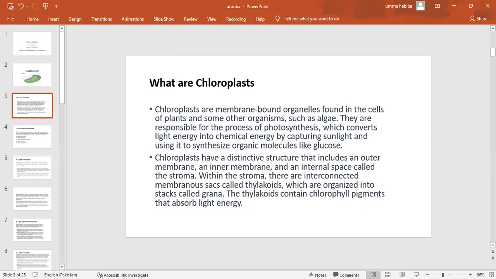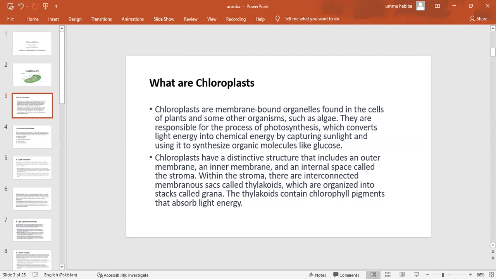Chloroplasts are membrane-bounded organelles found in the cells of plants and some other organisms, such as algae. They are responsible for the process of photosynthesis, which converts light energy into chemical energy by capturing sunlight and synthesizing organic molecules like glucose.